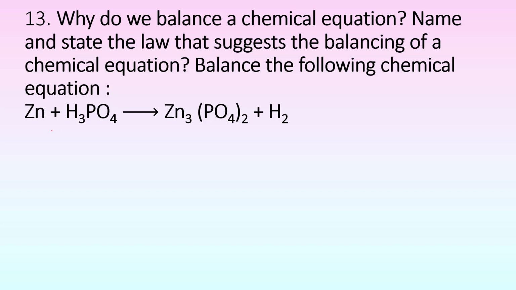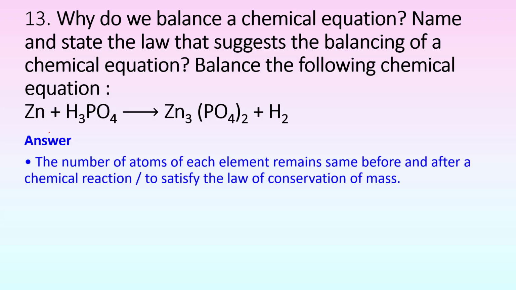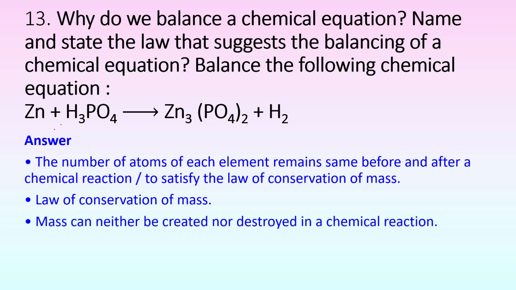Next, question number 13. Why do we balance chemical equations? Name and state the law that suggests the balancing of chemical equations. Balance the following chemical equation: Zn plus H3PO4 gives Zn3(PO4)2 plus H2. We know that the number of atoms of each element remains the same before and after a chemical reaction. To satisfy the law of conservation of mass, we balance chemical equations. The law of conservation of mass states that mass can neither be created nor be destroyed in a chemical reaction. The balanced equation is 3Zn plus 2H3PO4 gives Zn3(PO4)2 plus 3H2.